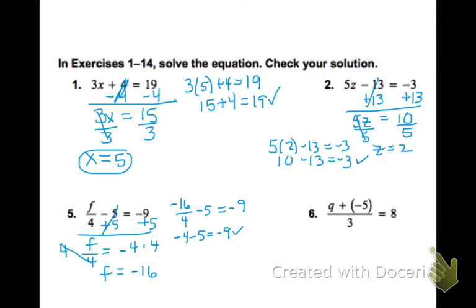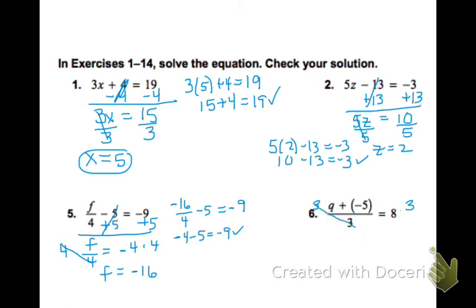Okay? In number 6, because the whole expression of q plus the negative 5 is being divided by 3, we want to undo the division first. So look for things like this. Notice the difference between 5 and 6. In 5, you have just the fraction f divided by 4, but in 6, the entire expression. So we have to kind of clear that 3 first. So this is the only time you want to start with the multiplication part. Okay?